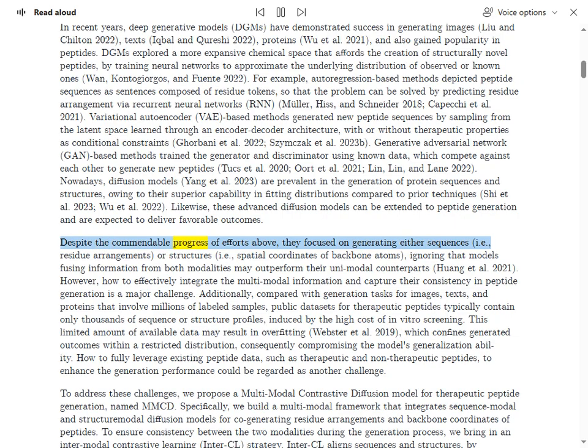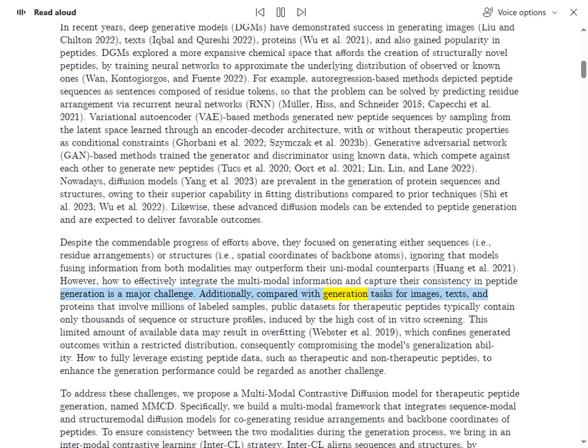Despite the commendable progress of efforts above, they focused on generating either sequences, i.e., residue arrangements, or structures, i.e., spatial coordinates of backbone atoms, ignoring that models fusing information from both modalities may outperform their unimodal counterparts. However, how to effectively integrate the multimodal information and capture their consistency in peptide generation is a major challenge.